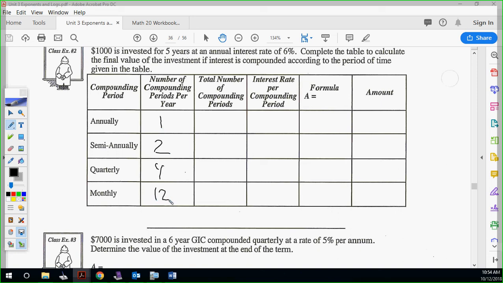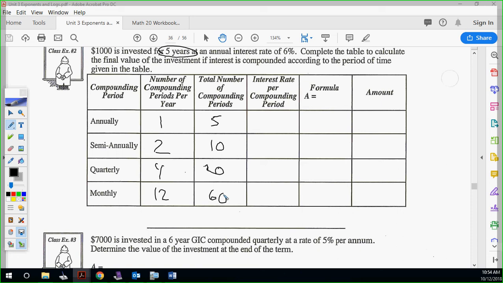There's one thing that we want to keep track of: the total number of compounding periods. This one's for 5 years, so it's 5 times 1, so 5. 5 times 2, 10. Where did I get 5? It's right here: $1,000 invested for 5 years at an annual interest rate of 6%. Complete the table to calculate the final value of the investment compounded according to the period given in the table. Quarterly would be 20, and then monthly would be 60.